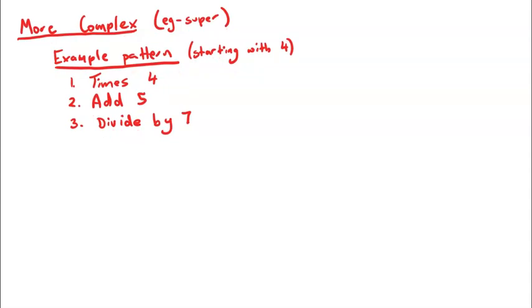We just need to be able to write one sort of phrase that says Tn+1 = and then describes what happens to the previous term. So I've got an example pattern here that I've just pre-written. Starting with the number 4, we're going to complete this 3-step pattern over and over again. We're going to multiply by 4, we're going to add 5 to the result, and then we're going to divide the result of that by 7.